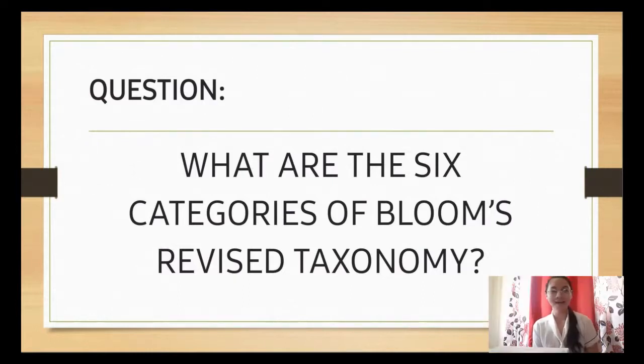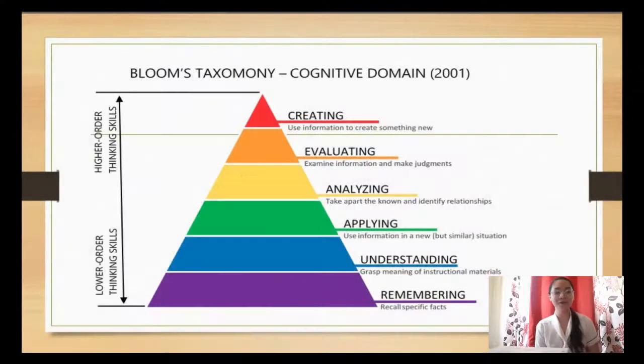The 6 categories of revised Bloom's taxonomy from lower order thinking skills up to higher order thinking skills are remembering, understanding, applying, analyzing, evaluating, and creating. For each content area, you have to determine how you will test each area. Will you simply test their recall of knowledge, or will you challenge them to contrast and compare something?